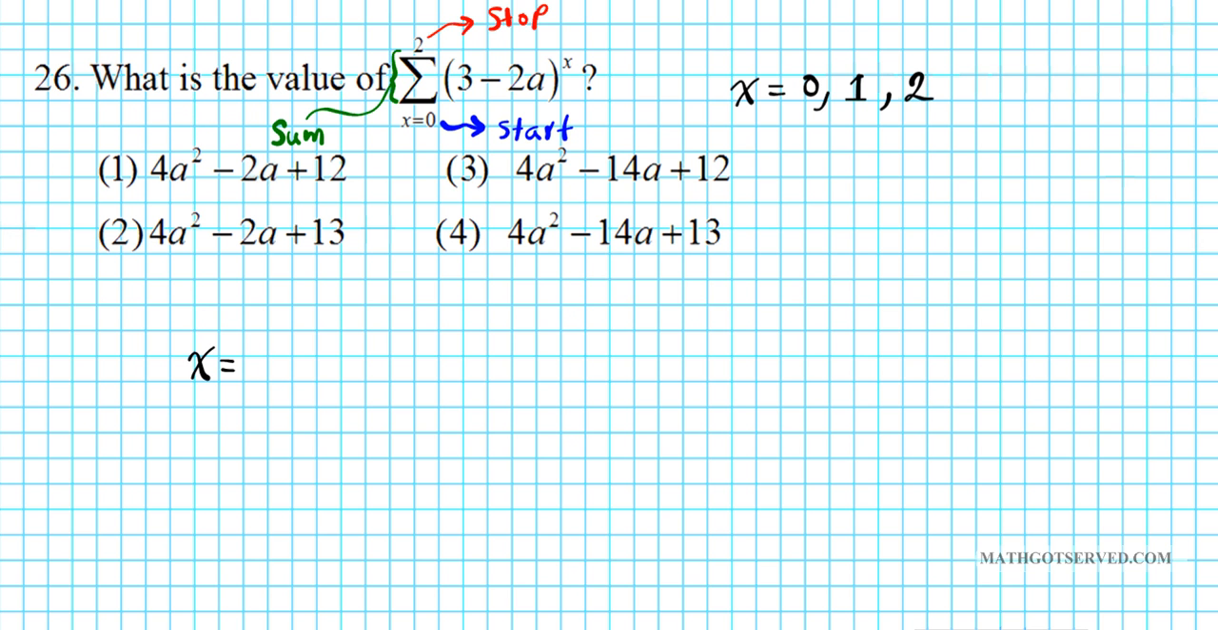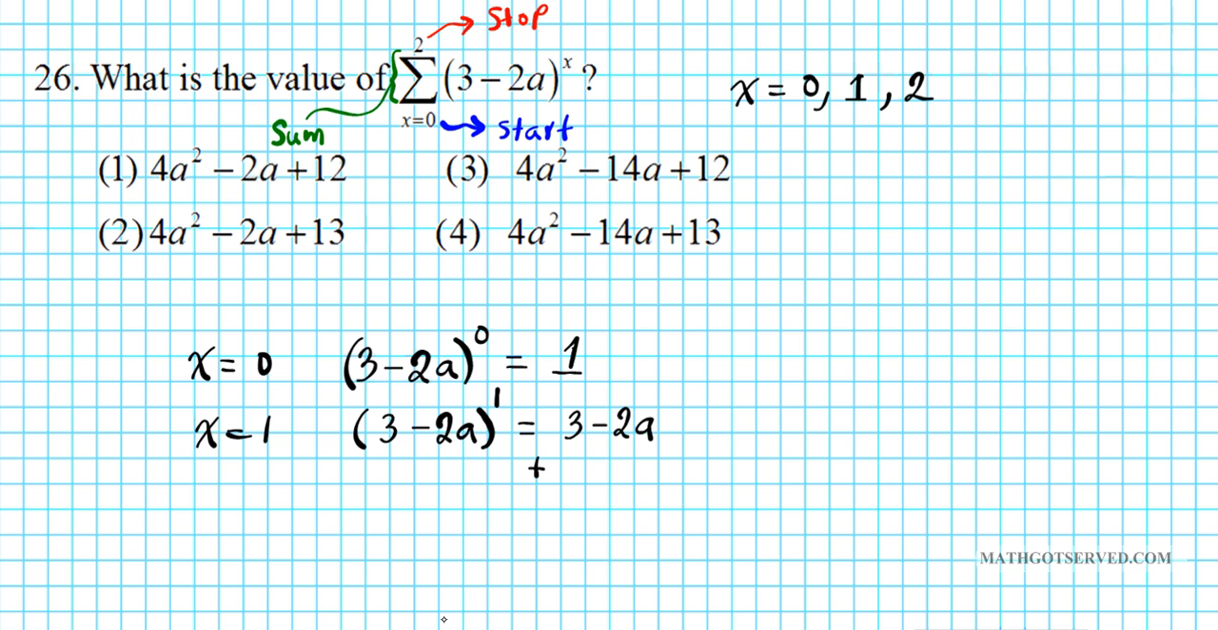When x is equal to 0, you have 3 minus 2a to the what? To the 0th power, which is equal to 3 minus 2a. When x is equal to 1, we have 3 minus 2a to the first power. Well, I just made a mistake. If you raise this to the 0th power, the entire thing becomes 1. So let's erase that. This whole thing is 1. Sorry about that. And then this is what I was talking about. So 3 minus 2a to the first power is just 3 minus 2a.